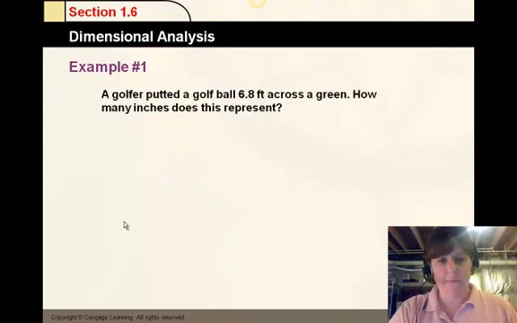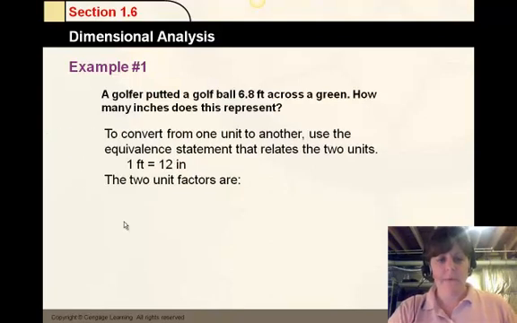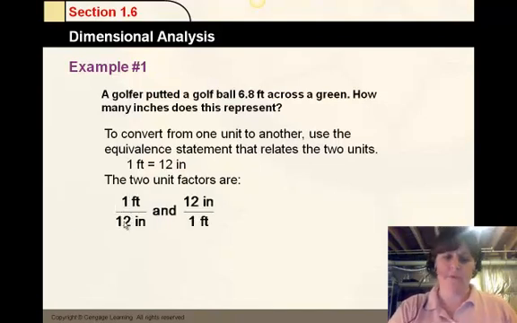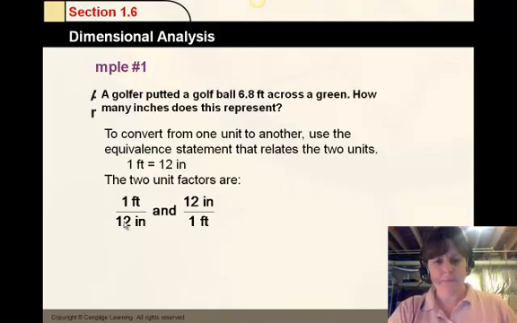So here's an example. A golfer putted a golf ball 6.8 feet across a green. How many inches does this represent? Well, we know 1 foot is 12 inches. So we could write these 2 conversion factors. They're calling them unit factors here, 1 foot per 12 inches and 12 inches per 1 foot. So let's see how to do it.